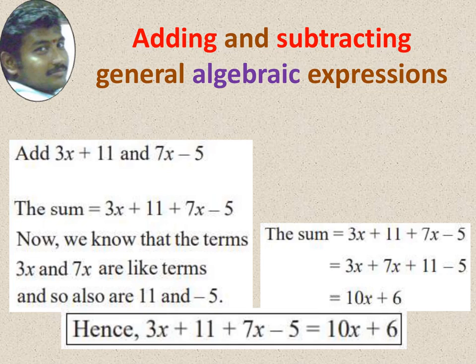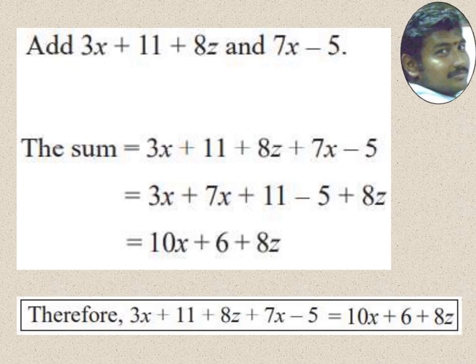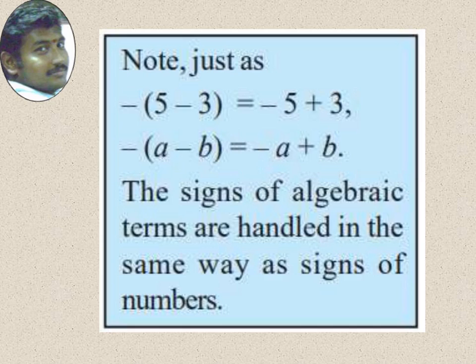The same way, here you see 3x plus 11 plus 8z and 7x minus 5. So keep x together: 3x plus 7x, then 11 minus 5, and 8z. 3x plus 7x is 10x, 11 minus 5 is 6, and 8z. The answer is 10x plus 6 plus 8z, the sum of both expressions.